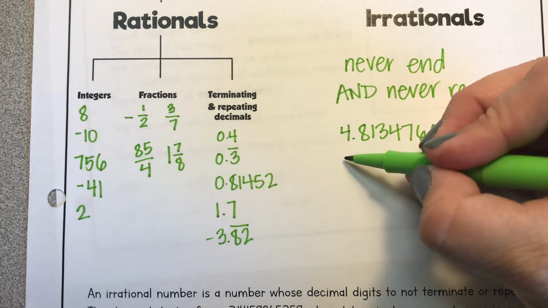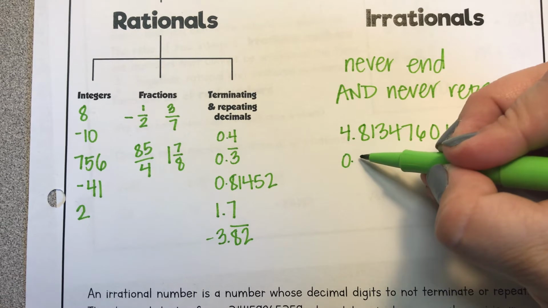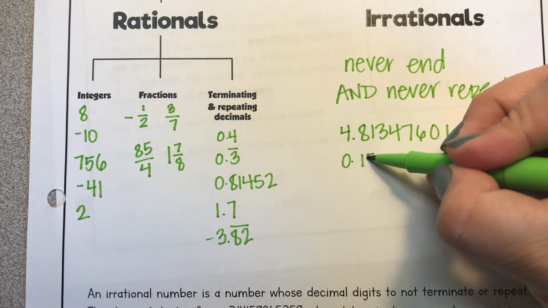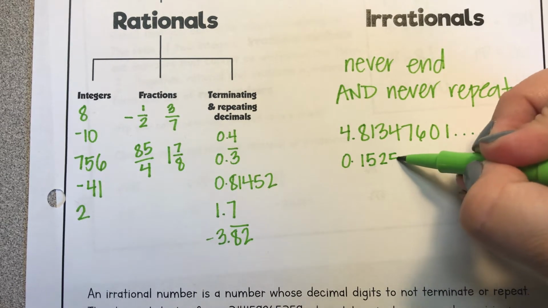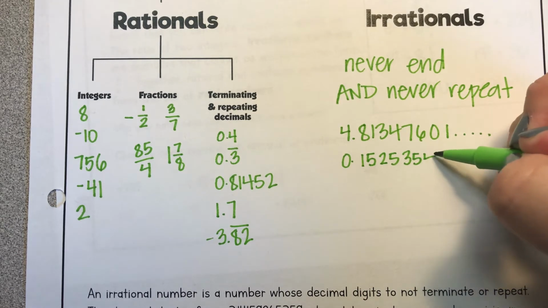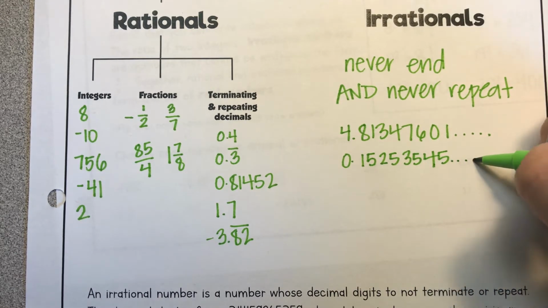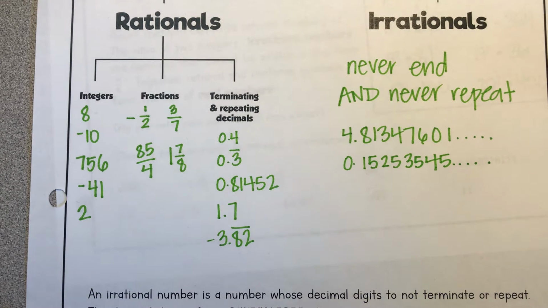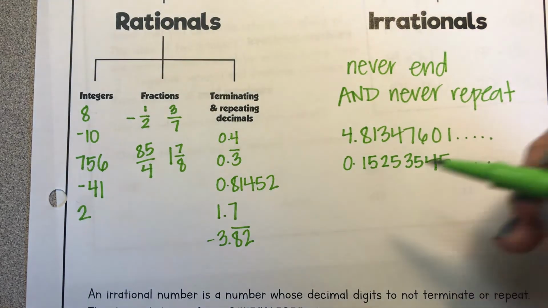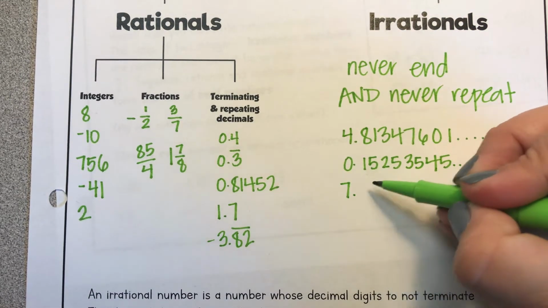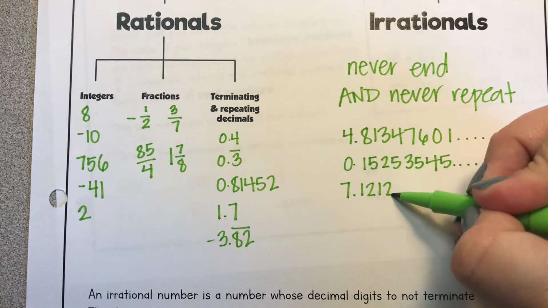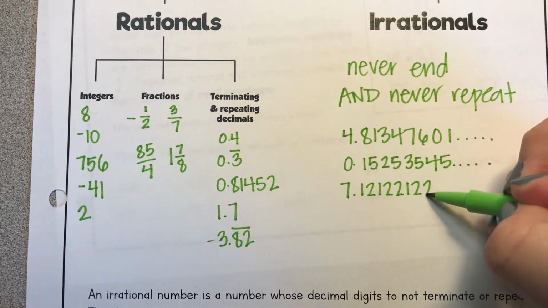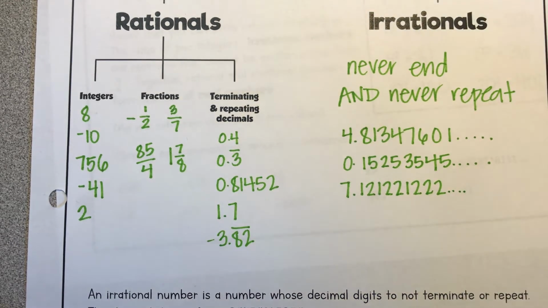It could be something with a pattern, like 0.15253545, on and on and on. If it never repeats, then it would be irrational. Or something like 7.12122, on and on and on.